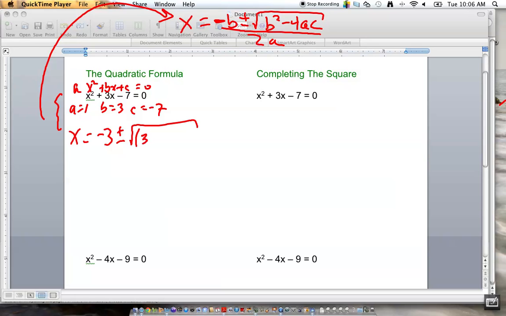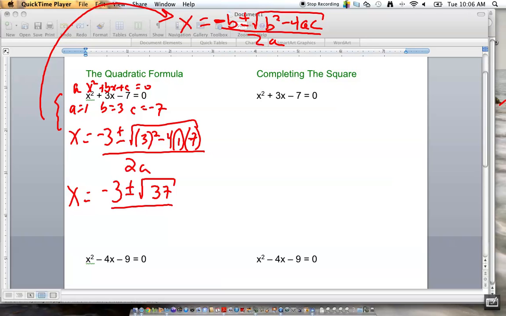And then you just type it into your calculator exactly as written. b squared, which is 3 squared, minus 4 times a is 1 times c is negative 7, all over 2a. So x equals negative 3 plus or minus the square root of, and if you do this in your calculator, you're going to get 9 plus 28, which is 37, all over 2, oh, this should be times 1, because a was 1. 2 times 1 is 2. And that, folks, is my answer.